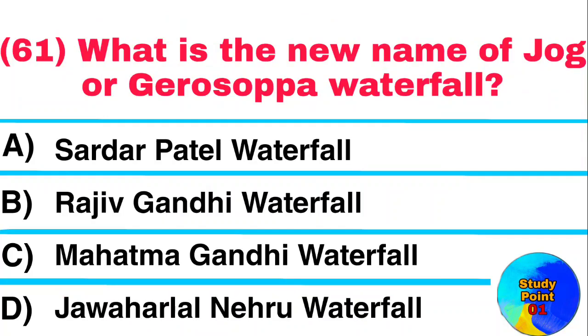Question. What is the new name of Jog or Gerisoppa waterfall? A. Sardar Patel waterfall. B. Rajiv Gandhi waterfall. C. Mahatma Gandhi waterfall. D. Jawaharlal Nehru waterfall. Answer. Mahatma Gandhi waterfall.